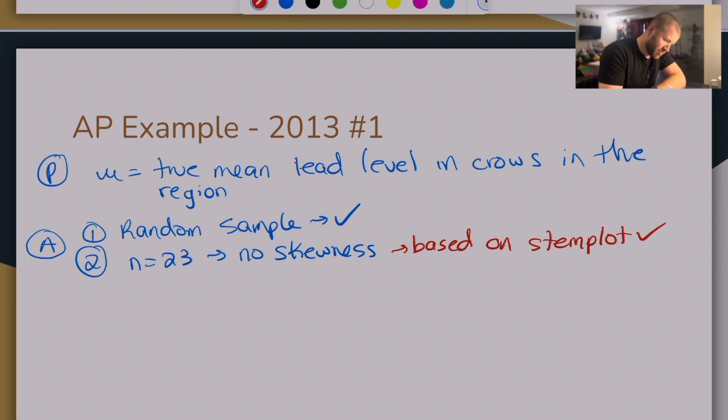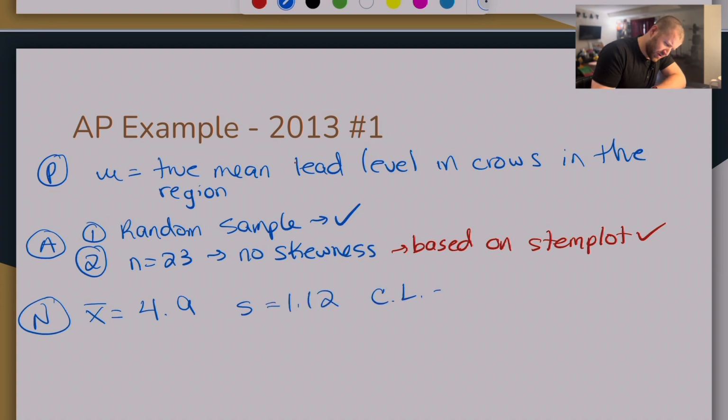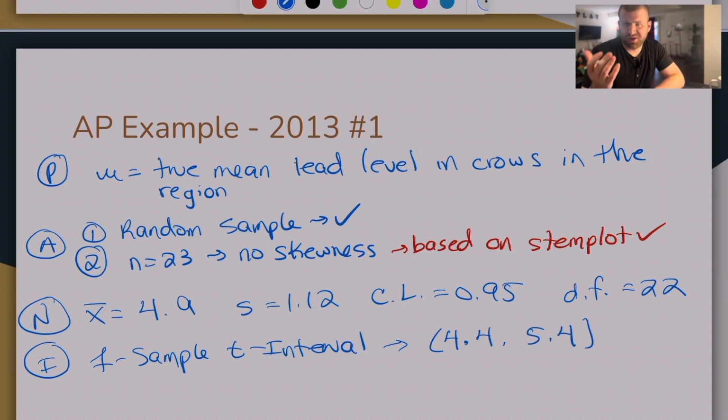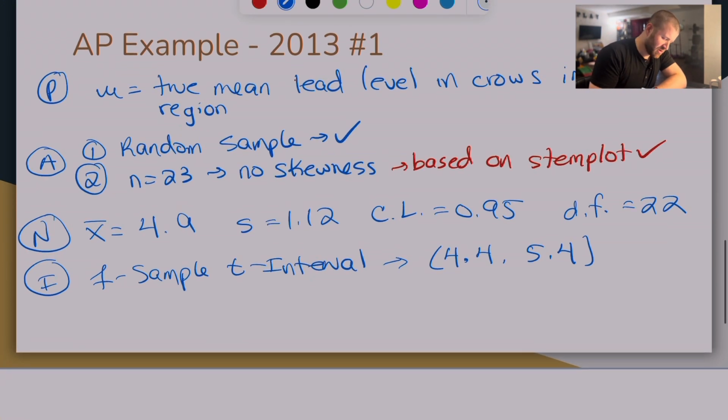And so now for my numbers, my x bar was 4.9. My standard deviation was 1.12. The confidence level was 0.95. And my degrees of freedom here is going to be 22, n minus 1. My interval is a one sample t interval. And I believe, if I remember the scoring guidelines correctly, this was from about 4.4 to 5.4. I may be slightly off on that in remembering from the scoring guidelines.